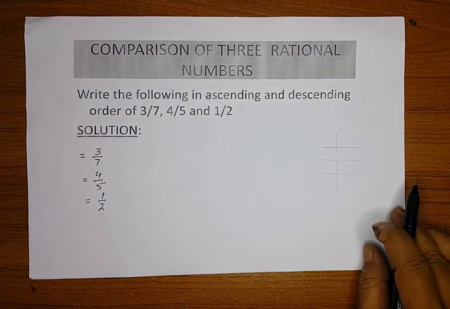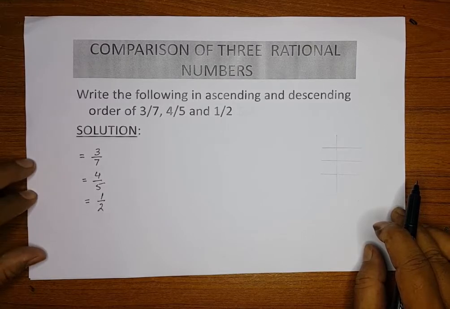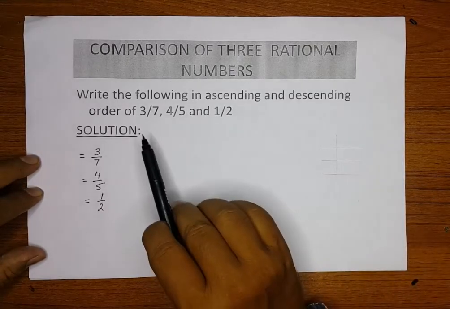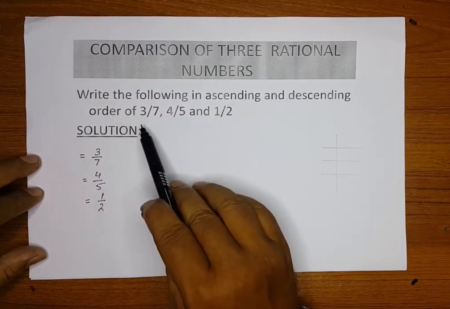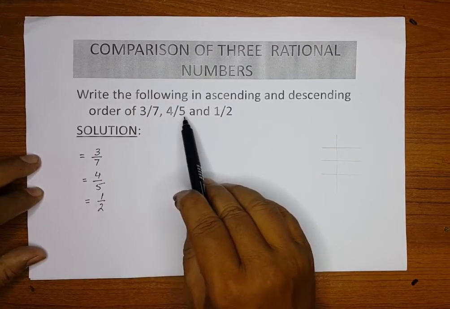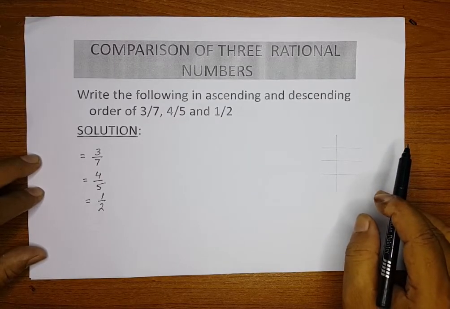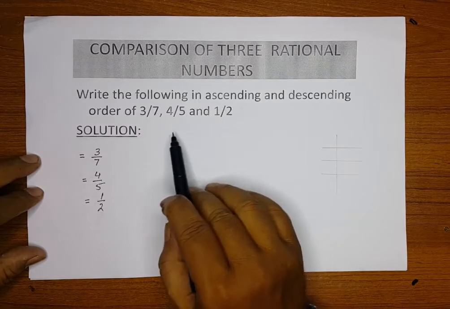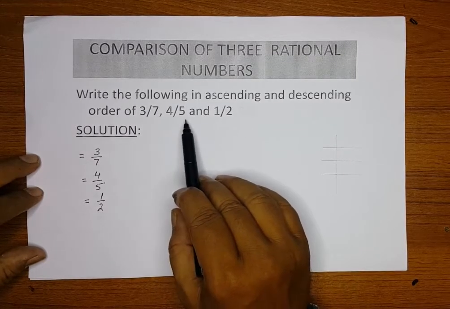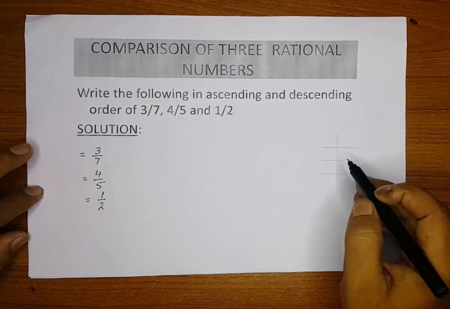After this, comparison of three rational numbers. So students, watch here. Write the following in ascending and descending order: 3 upon 7, 4 upon 5 and 1 upon 2. Watch here, students, all these rational numbers have different denominators: 7, 5 and 2. So we will find the LCM.